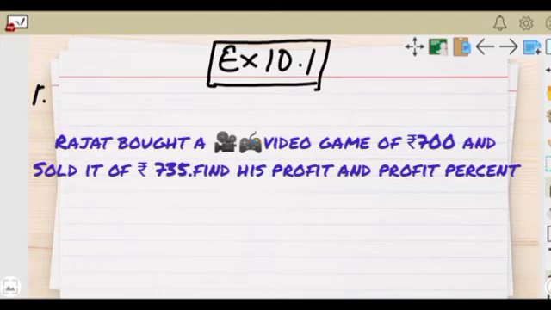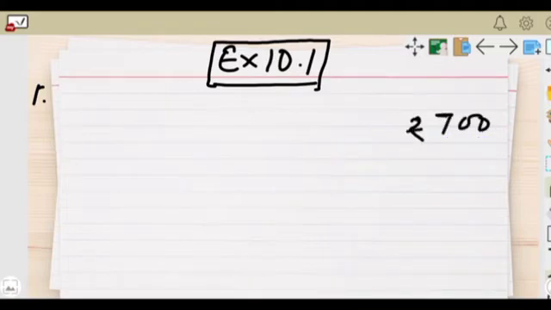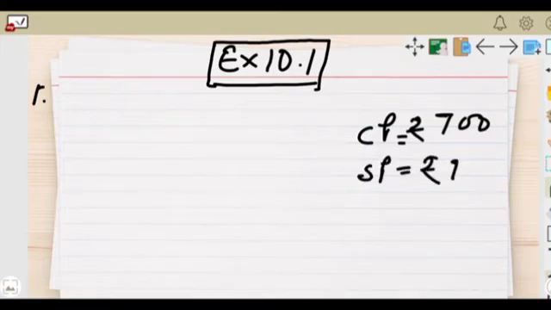Rajat bought a video game of rupees 700. This man bought a video game for rupees 700. This is your cost price. And sold it for rupees 735. Find his profit and profit percent. You are asked to find the profit and again the profit percent.